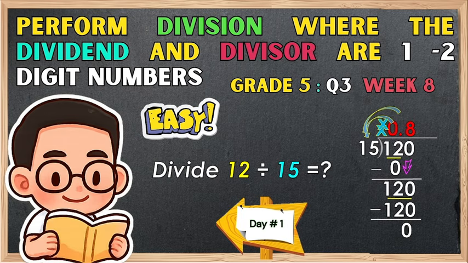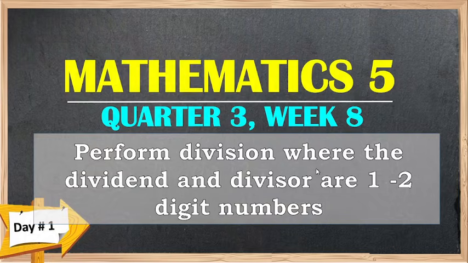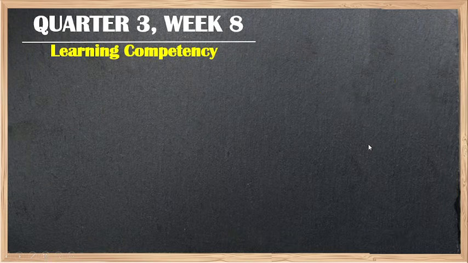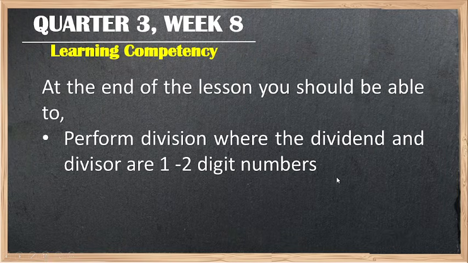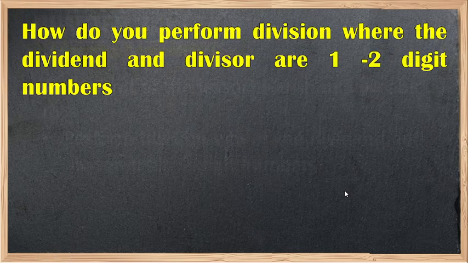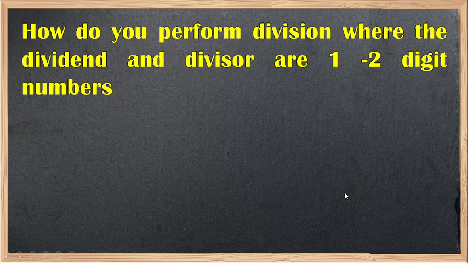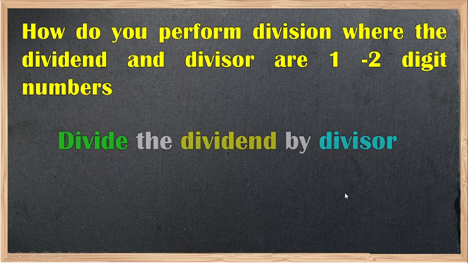In today's lesson, we're going to perform division where the dividend and the divisor are 1 to 2 digit numbers. This would be Grade 5, Quarter 3, Week number 8. The learning competency at the end of the lesson: you should be able to perform division where the dividend and the divisor are 1 to 2 digit numbers. Now, how do you perform division where the dividend and divisor are 1 to 2 digit numbers?